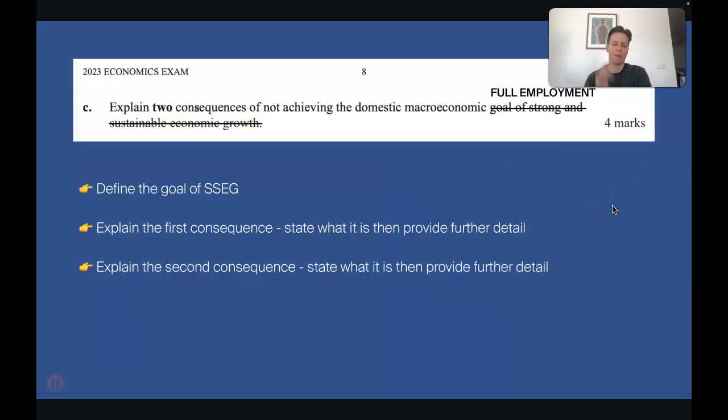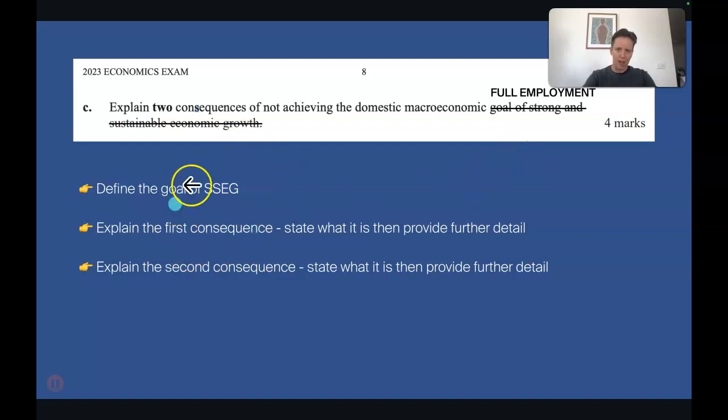Now, this came up in the previous set of slides. I asked the exact same question. The only thing I've done here is I've changed the goal to full employment. And I've done that because I want you to see the selection of questions you could be asked and the fact that you could be looking to interchange any of the goals. So this was on the 2023 exam. Simply put, let's see what the consequences are for full employment.